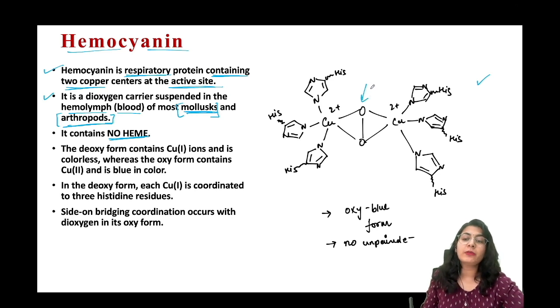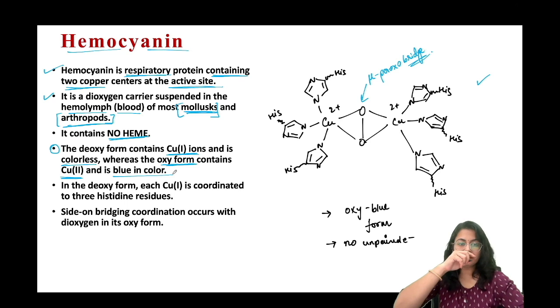What do we call this? Mu peroxo bridge. That is bridging, but in a peroxo form. Mu peroxo bridge. Okay, this is what it is. The deoxy form contains copper 1+ ion and is colorless, whereas the oxy form contains copper 2+ and is blue in color. Okay, very simple.